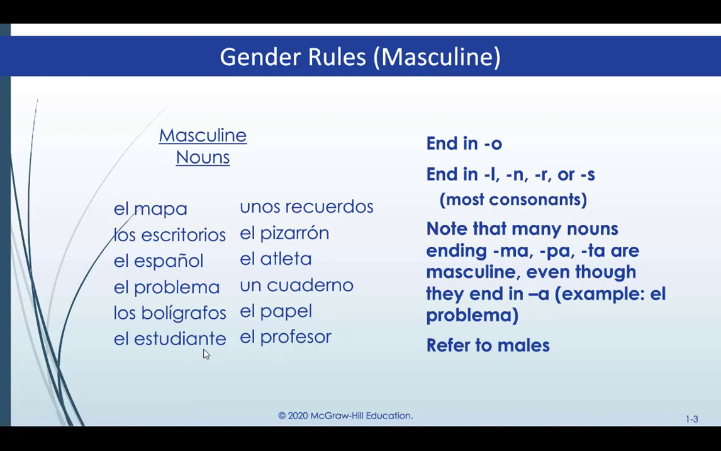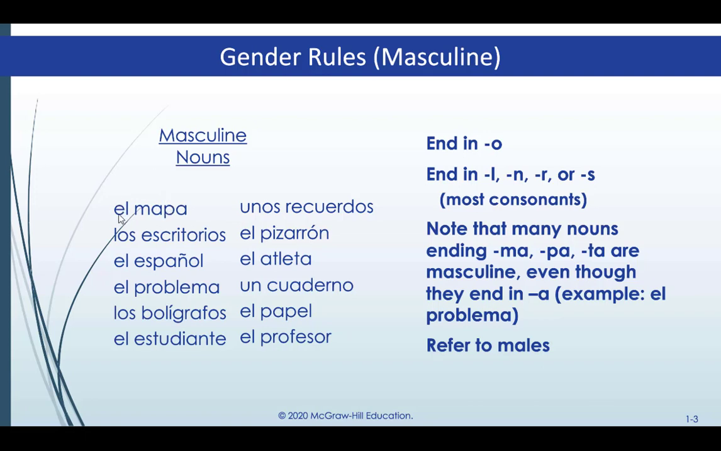And actually, if you just look at the noun, this is an article. And we will talk about this in a different video, but the article is going to tell you if something is masculine or feminine. So if you see el or you see los or unos or un, those are articles that are masculine. So if you see those, you'll be like, okay, whatever goes right after is masculine.